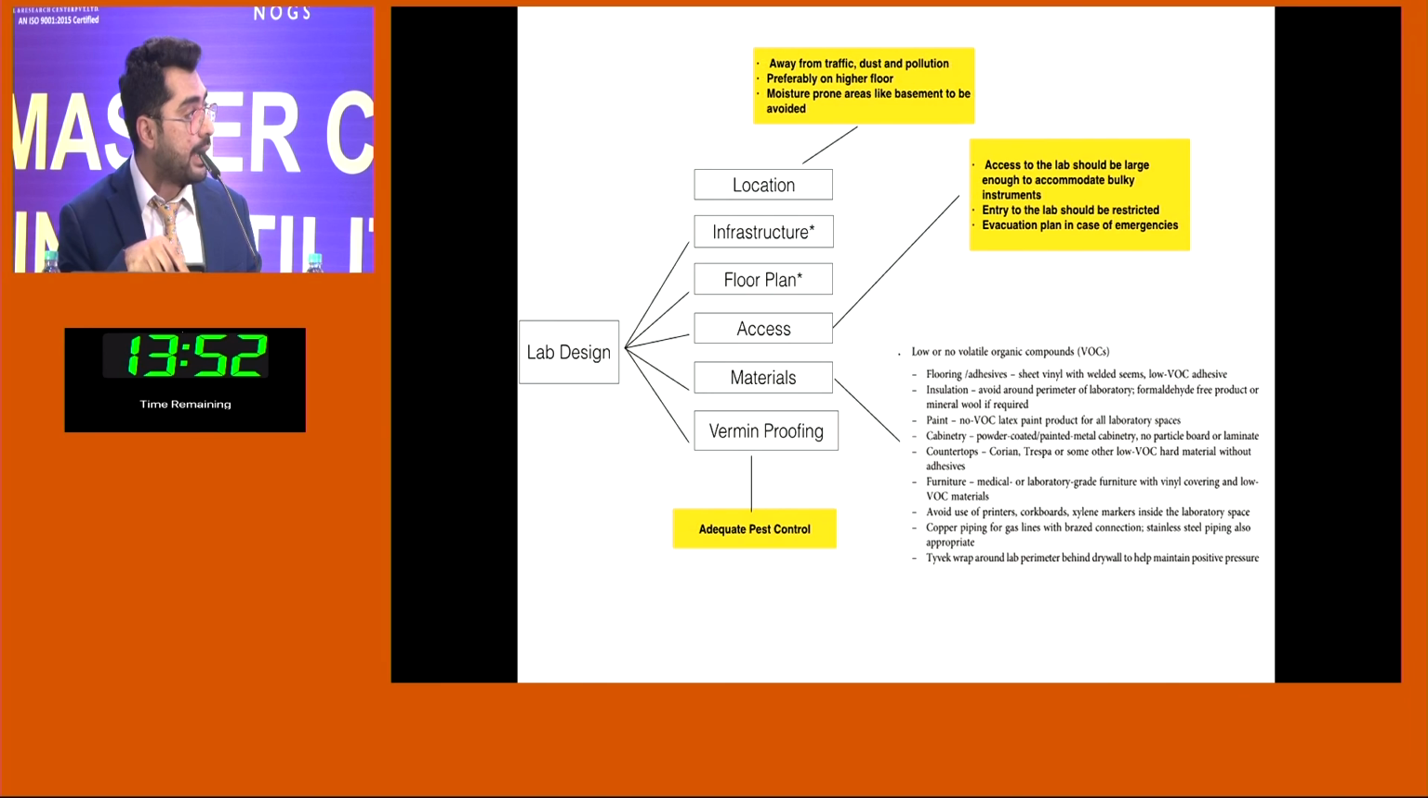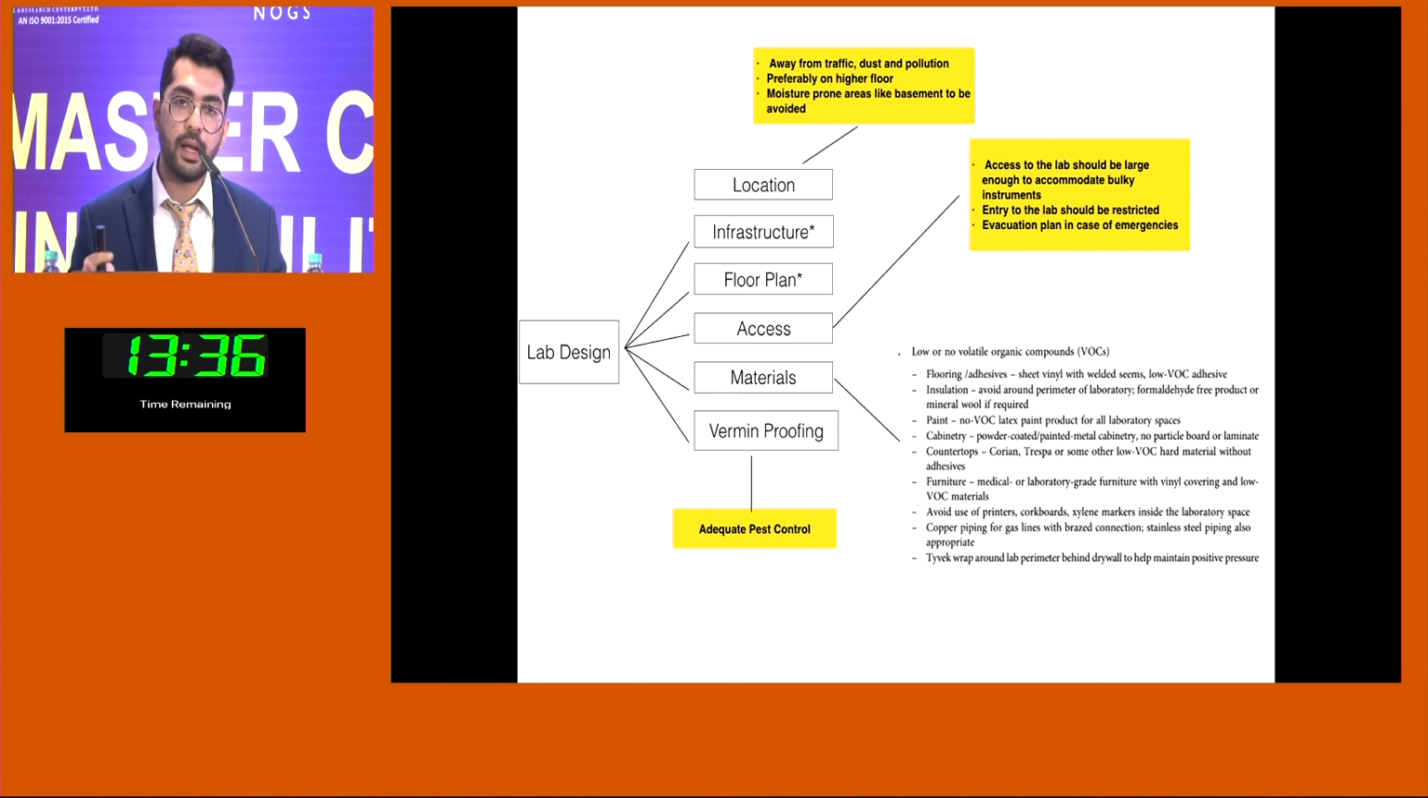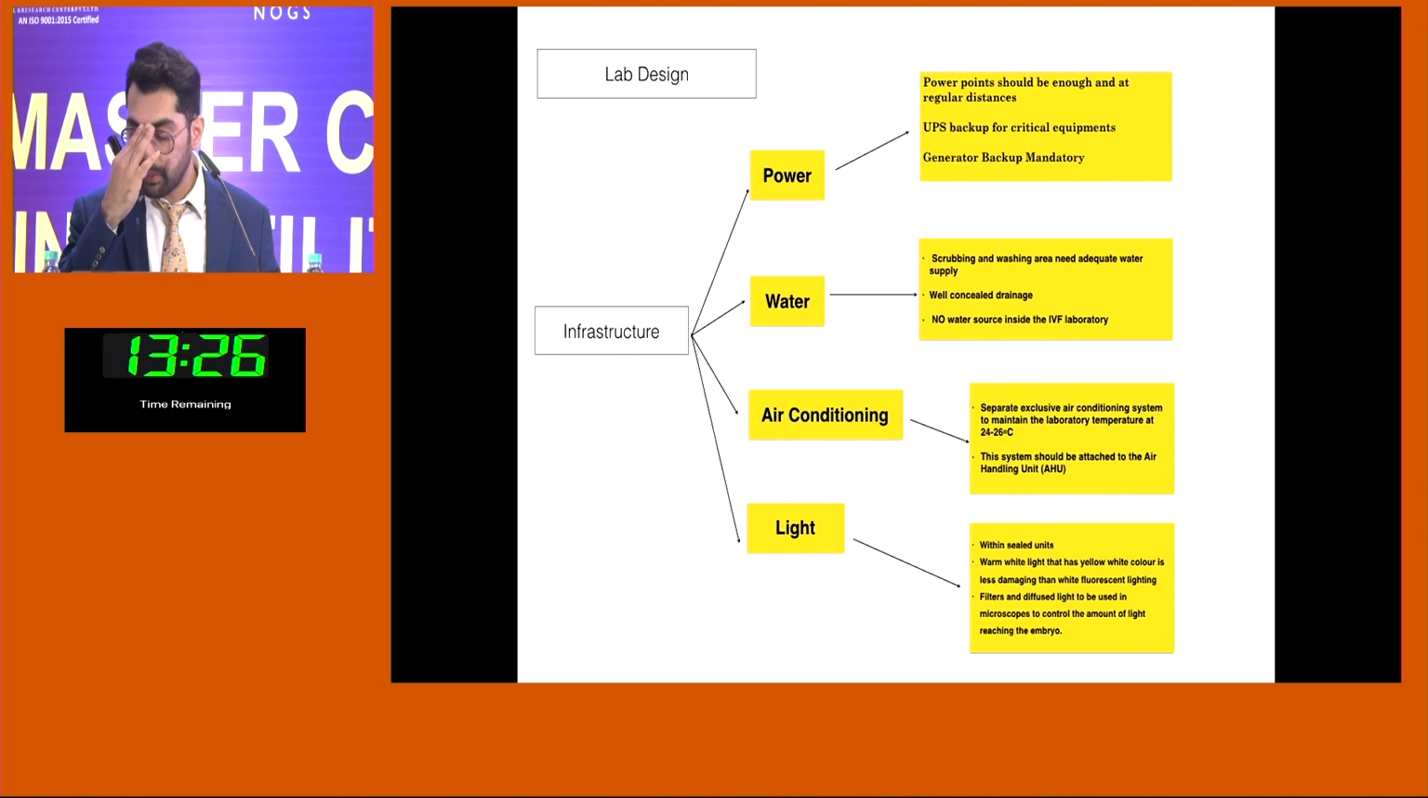So whenever you're planning to start a unit, having a VOC-free unit is something that we should aim for. And again, you have latex paints which are available, you have modular labs which are available, which can all be thought about when you're starting a unit. And pest control should be done before you start the unit, because once the lab is functioning, pest control cannot be done. So that's something that we need to think about early on.